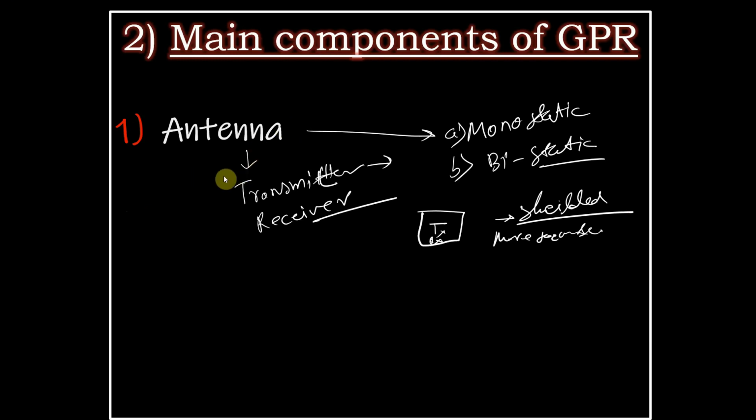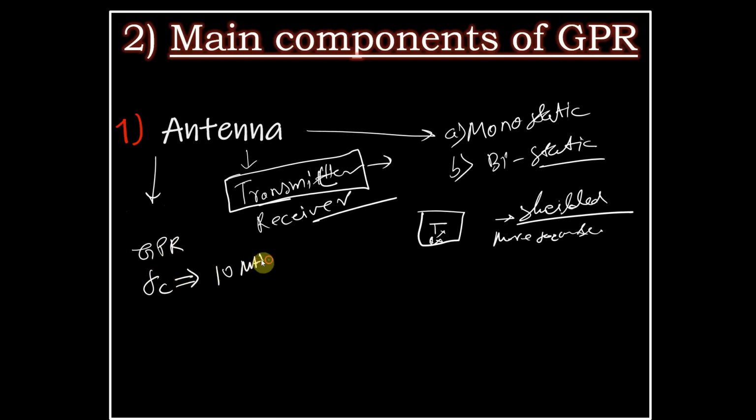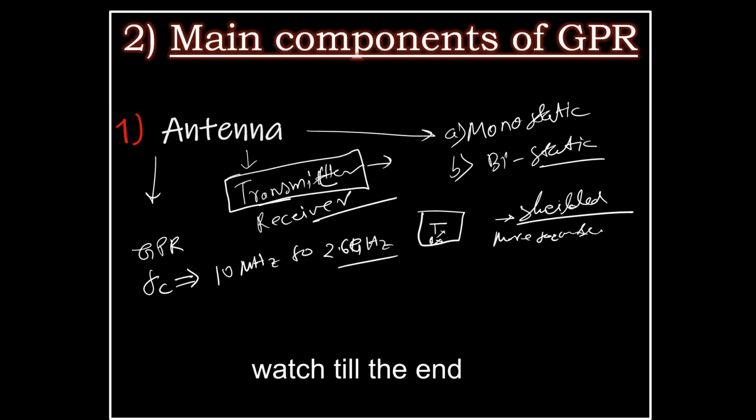Now, the transmitter: which frequency do they basically transmit? So GPR works in the range... the frequency of GPR, or the central frequency of GPR antennas, lies in the range of 10 megahertz to 2.6 gigahertz. Then there is a question: which antenna should you select for GPR? So watch the full video to understand that part.